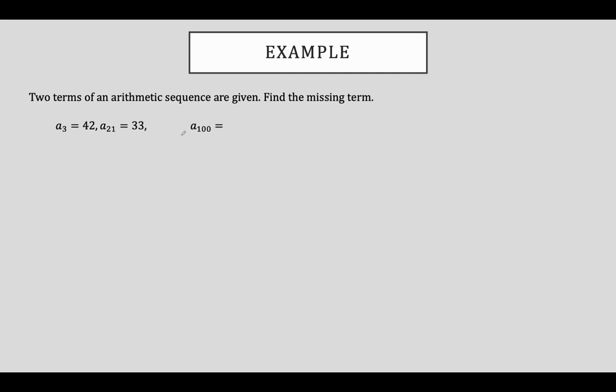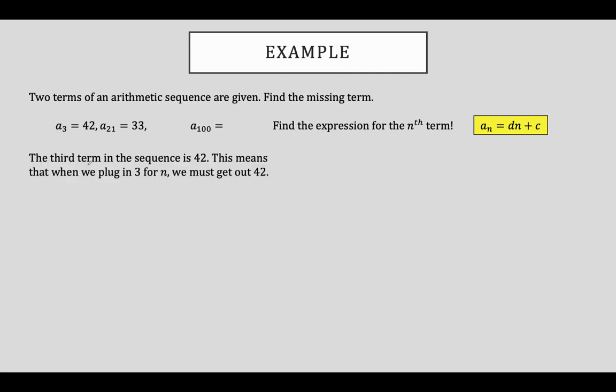Well, if we're trying to find any of the terms, the easiest way to do it is to first find the expression for the nth term. If we have the expression for the nth term, we can find any of the terms that we want. And again, because this is an arithmetic sequence, it will have the form a subscript n equals dn plus c. Well, we know the third term of the sequence is 42. This means that when we plug in 3 for n, we must get out 42. 42 is equal to d times 3 plus c.